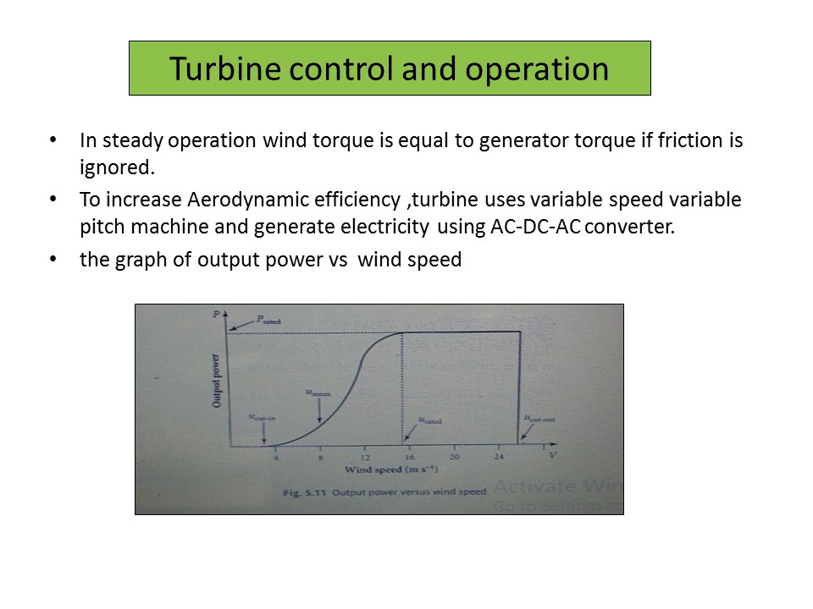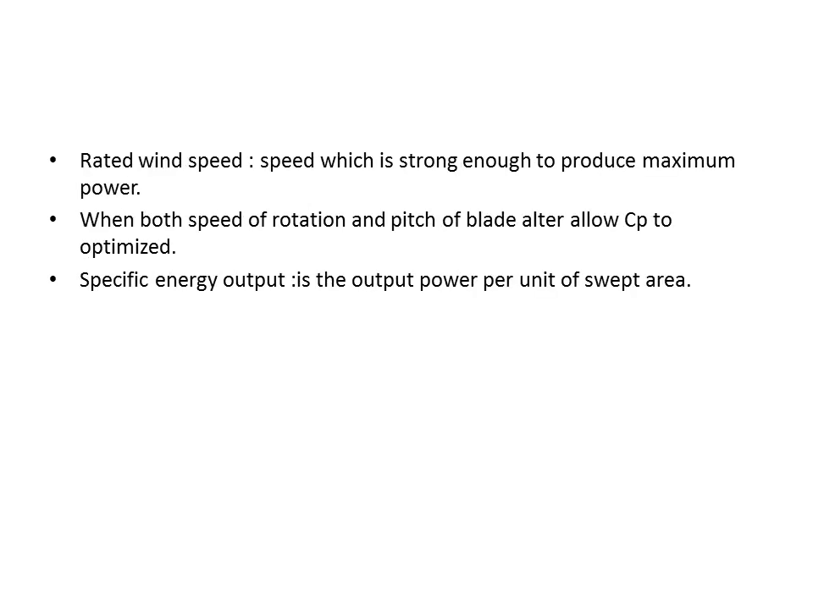The graph of output power versus wind speed is shown below. From the graph, both the speed of rotation and the pitch of the blade can be altered, and power is allowed to be optimized when the speed is above the minimum speed. The minimum speed is required to start the turbine. At rated speed, the turbine produces maximum power. As we further increase the speed, the power remains constant. The turbine speed can be changed by changing the generator torque in the cut-in and rated regions. The turbine can be stopped by application of a shaft brake.